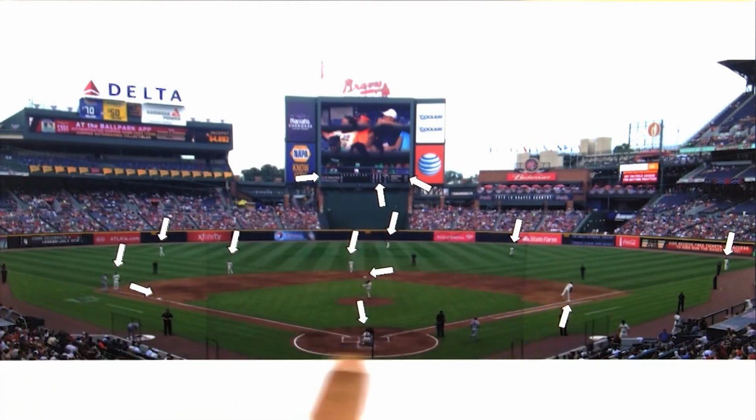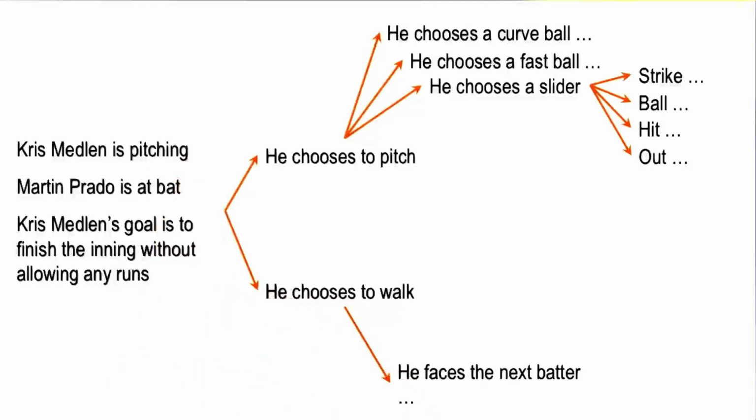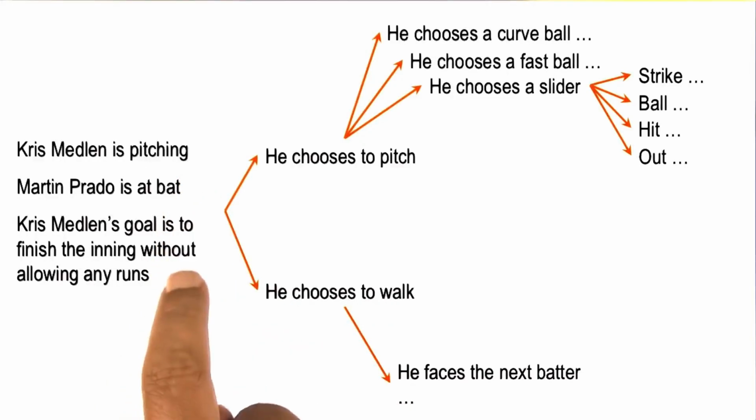So all of these things the pitcher can perceive, and these then become specific kinds of knowledge that the pitcher has. The pitcher also has internal knowledge. The pitcher has knowledge about his goals and objectives here. So imagine that Chris Medlin from Atlanta Braves is the pitcher, and Martin Prado from Arizona Diamondbacks is at the bat. Chris Medlin has the goal of finishing the inning without allowing any runs. How does Chris Medlin decide on an action?